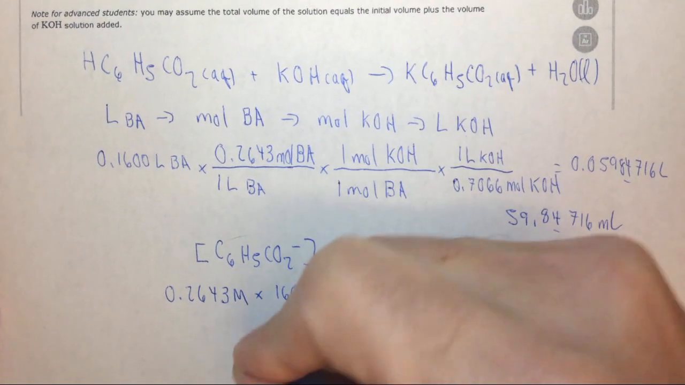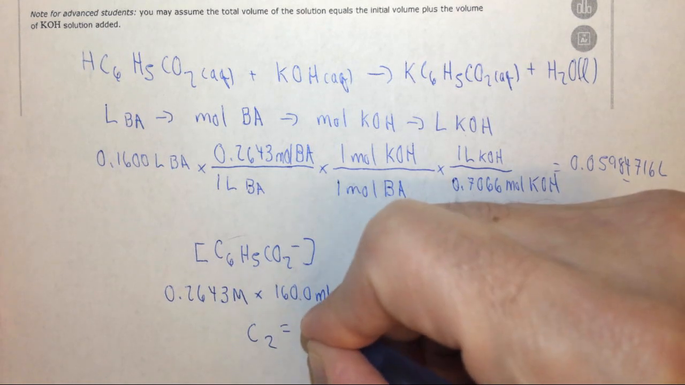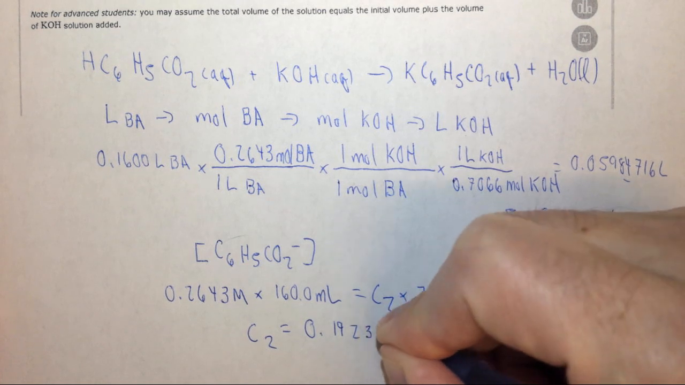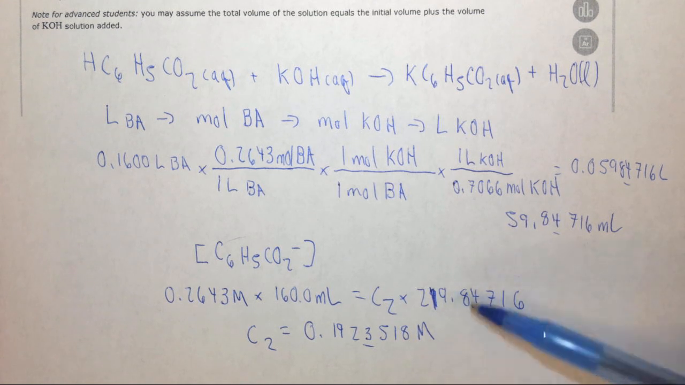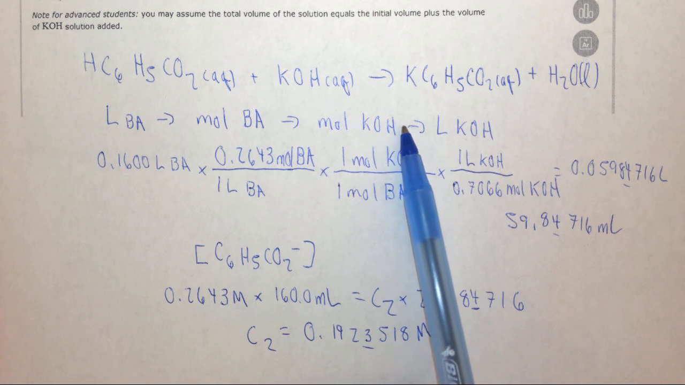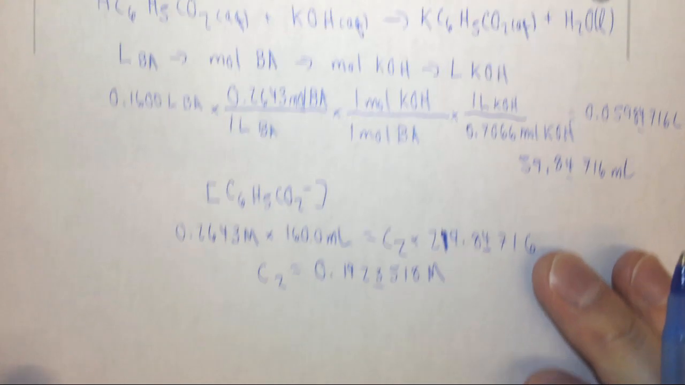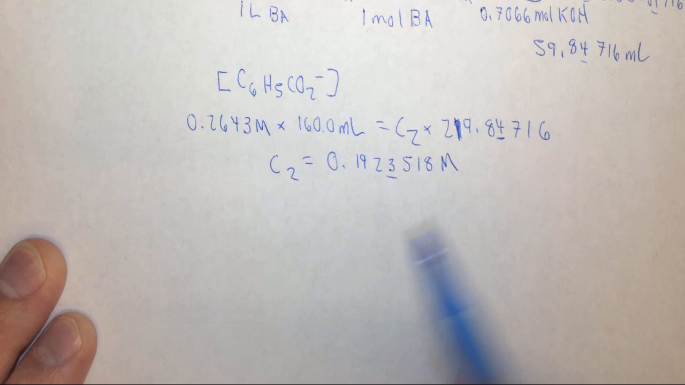And when you do that, you find that the concentration of this benzoate ion is equal to 0.1923518 molar, where that's the sig fig. So we now have the concentration of benzoate in solution after the titration has been completed and we've reached the equivalence point. We now have a question very similar to a few questions ago on this playlist, where we have a weak base in solution. So let's take a look at this. All of that was just to find the concentration of the weak base in solution.